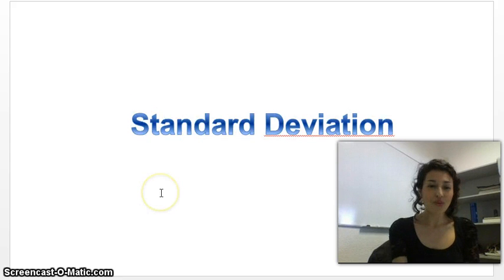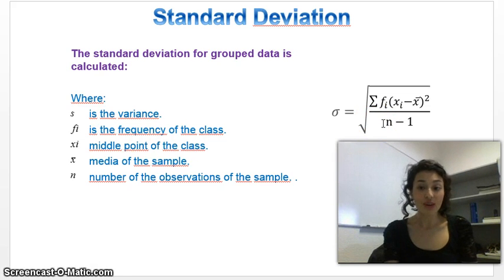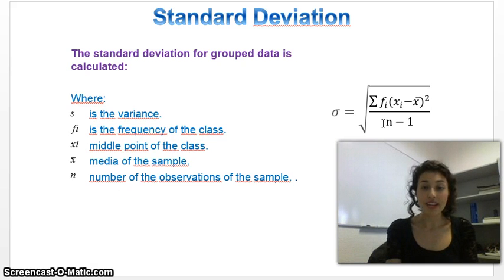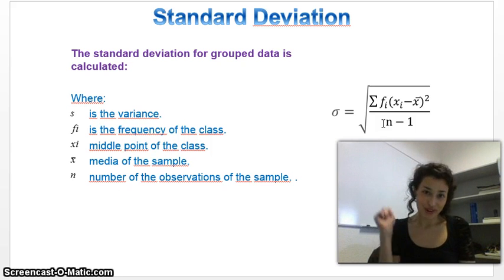Perfect. Now continue with the standard deviation. You will see that it's pretty much the same formula, but the difference is that the symbol no longer has the square. So here we're just adding the square root to the same formula. We still have the same frequency, the middle point, the mean of the sample, and the number of observations. So remember, the only difference is the addition of the square root.